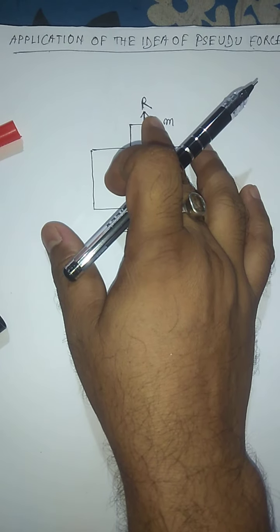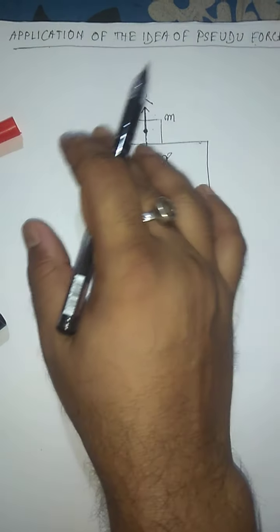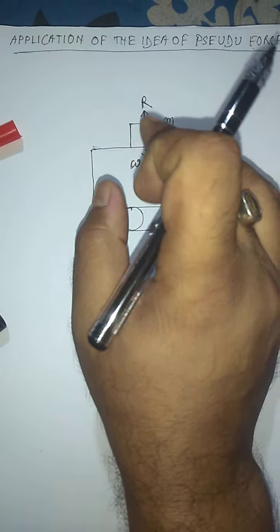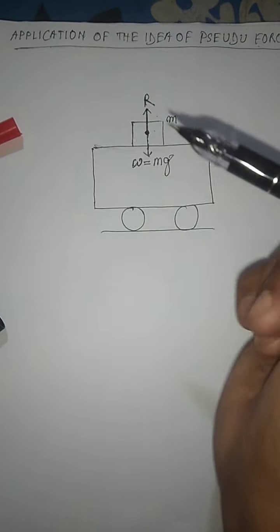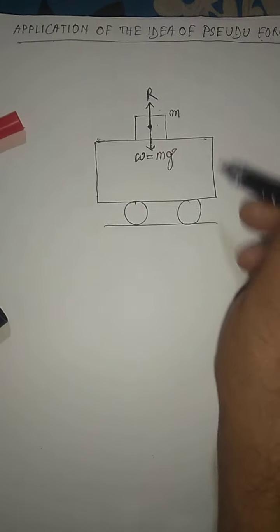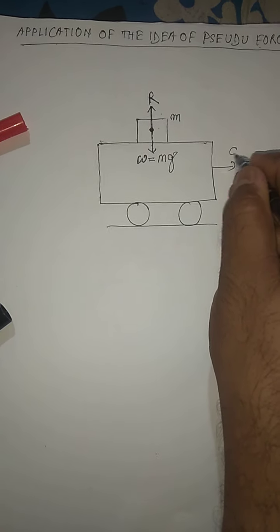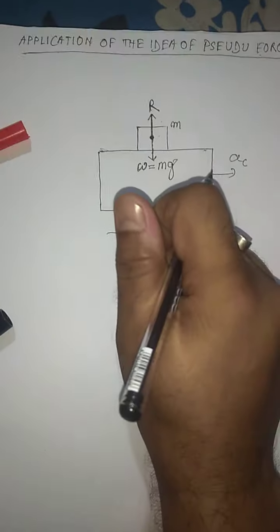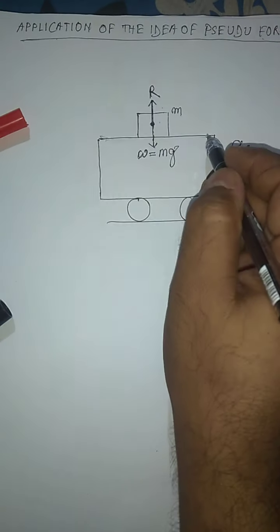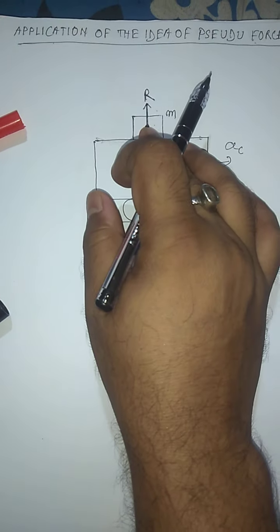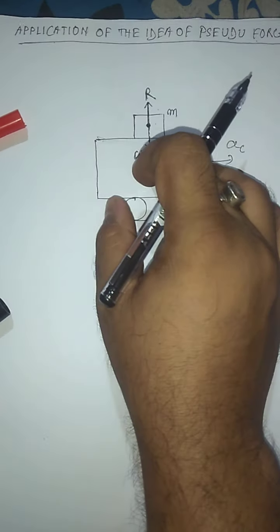A cart-block system. Again, the top surface of the cart is horizontal and rough. Initially, the block and the cart remain stationary, and then the cart starts with an acceleration of magnitude AC directed to the right. The block has mass m. The force of static friction is not strong enough to keep it stationary relative to this cart.